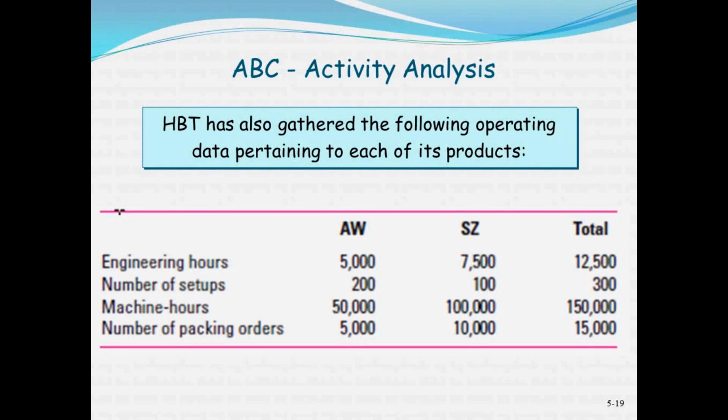Machine setups 2-to-1. Even machine hours only. Machine setups 2-to-1 in the opposite direction actually. AW had twice as many setups. Machine hours 2-to-1. And number of orders 2-to-1. So clearly not the 4-to-1 volume that we saw.